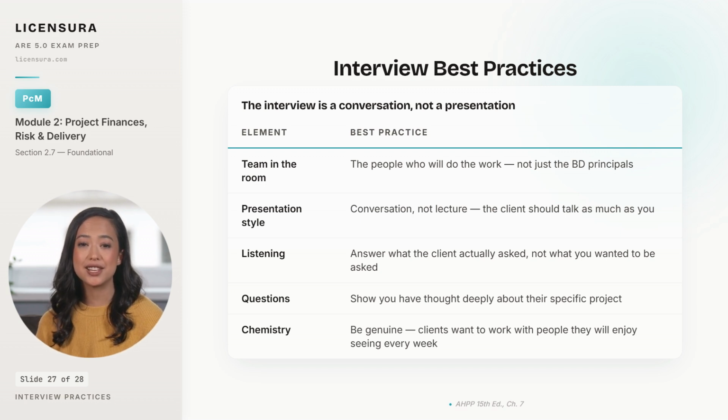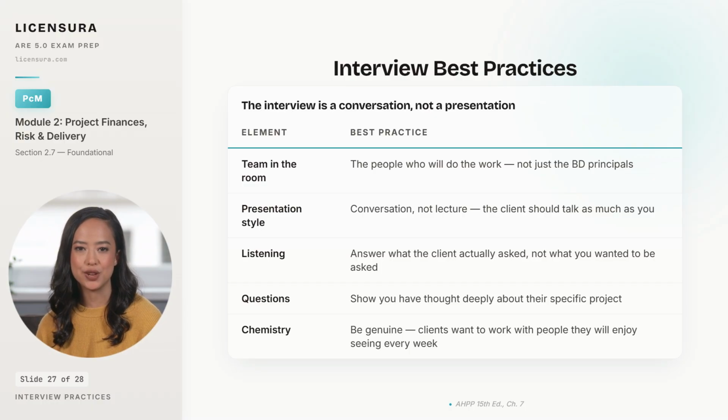Third, listening. Answer the question the client actually asked, not the question you wished they had asked. Pivoting away from a hard question is the fastest way to lose trust. Fourth, ask questions yourself. Questions that prove you have thought specifically about their project, their site, their constraints. And fifth, be genuine. The client is choosing the team they will see every week for the next 2 or 3 years, and chemistry is not optional. Polished and impersonal loses to authentic and engaged almost every time.